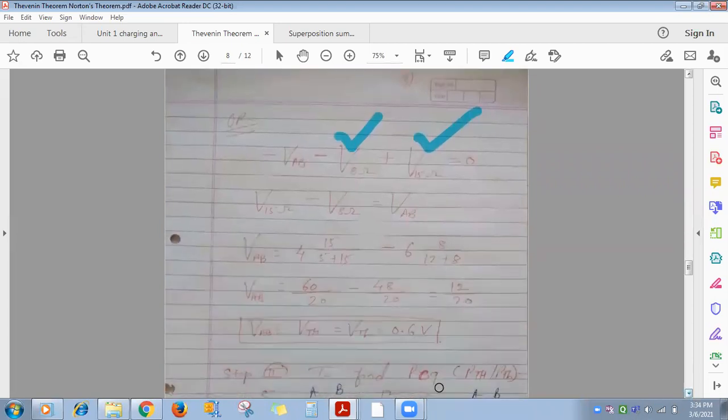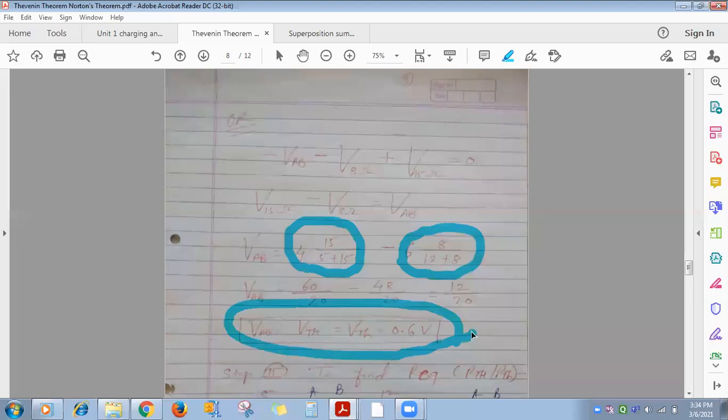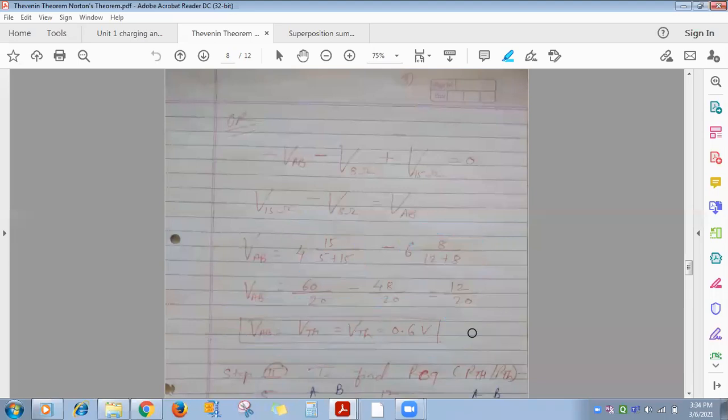So how much is the voltage drop across A simplified? VAB you take on one side, and the rest two parameters on the other side. So total voltage 4 volt into 15 divided by 5 plus 15. Similarly, 6 into 8 divided by 12 plus 8. This one also gives the same answer, 0.6 volt. Any method you can use: directly the voltage division rule, or Kirchhoff's. This one is less time consuming. Got it? This calculation? Yes, ma'am.